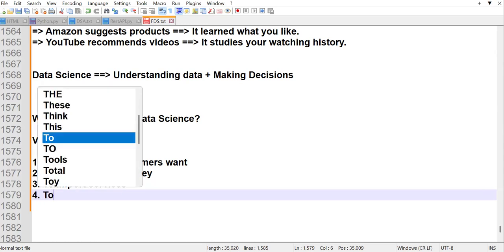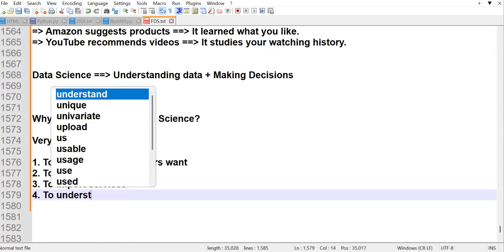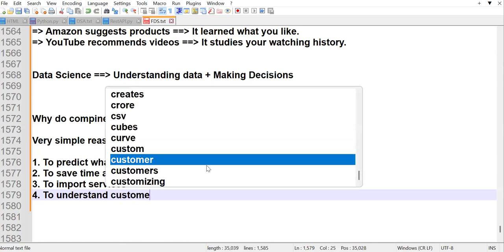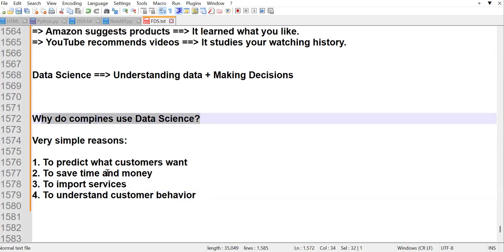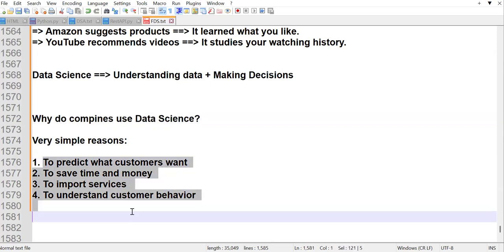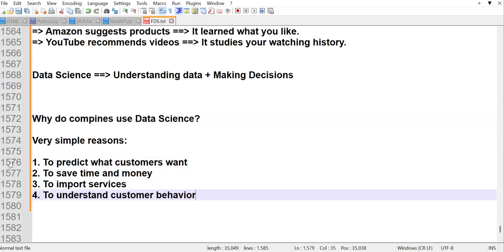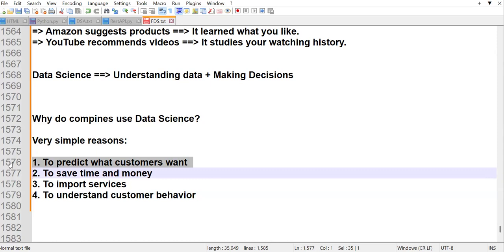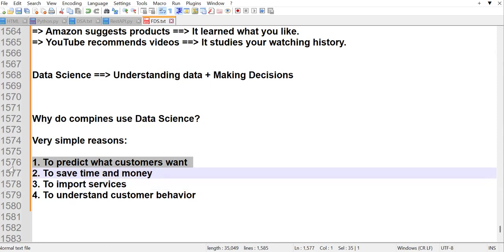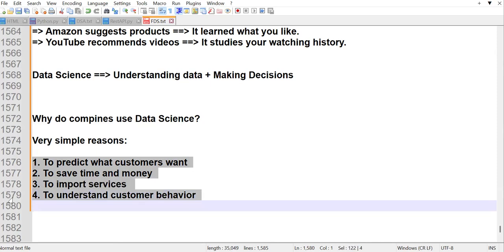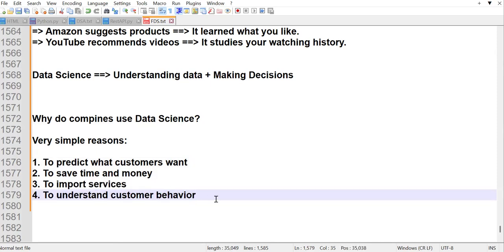And we can say, to understand customer behavior. Okay, so if someone asks you why do companies use data science, any two points you can communicate: to predict what customers want, to save time and money of the customer and organization, to improve the services, and to understand customer behavior. Okay, so these are the answers you can give.